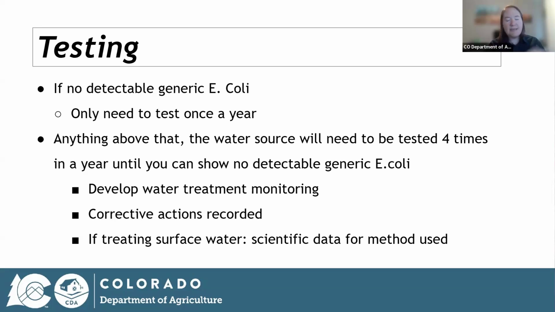And then if you are treating any surface water, any scientific data to show the method that you used. This is kind of something that's coming up. But you would have to have records for all of these if your water does not meet the no detectable generic E. coli.